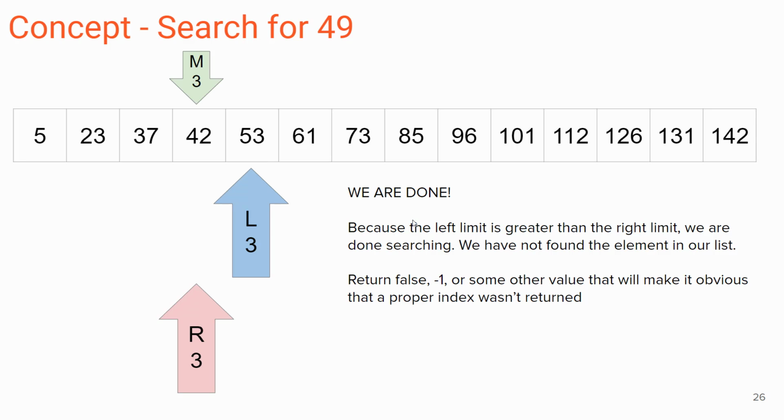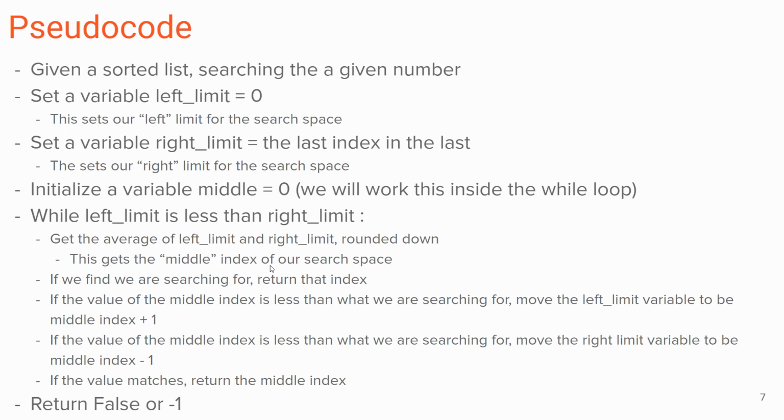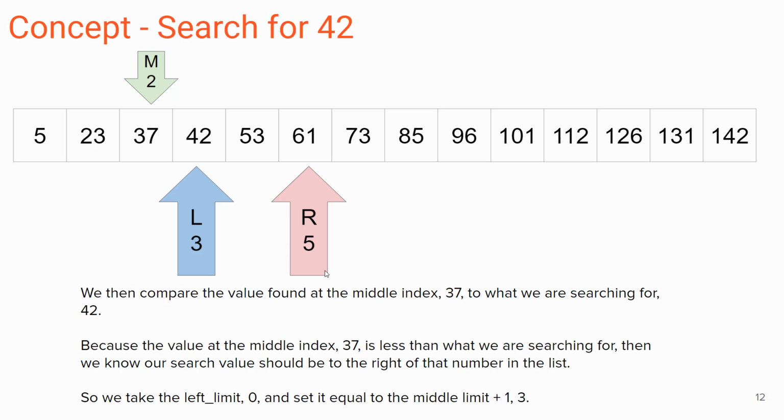Why are we done? Because we reach our exit condition where our left limit is greater than our right limit. Right? We've already searched the 53. We don't need to search it again. We know that 49 does not exist in this list. I'll go back up to the pseudocode all the way back here. And remember right here, while left limit is less than right limit. So this is our exit condition. So if left limit becomes greater than right limit and we haven't matched a number, we return false or -1.